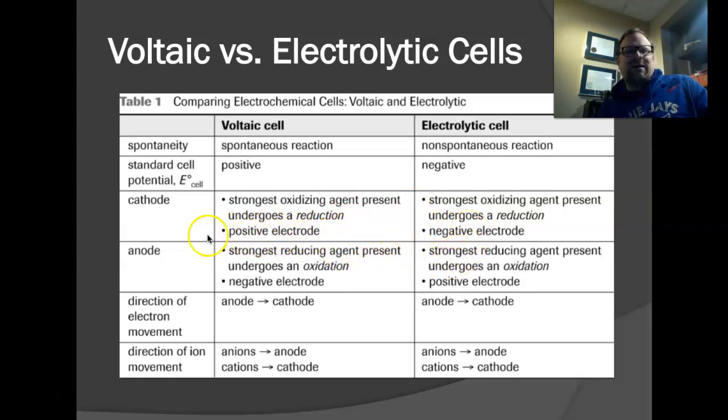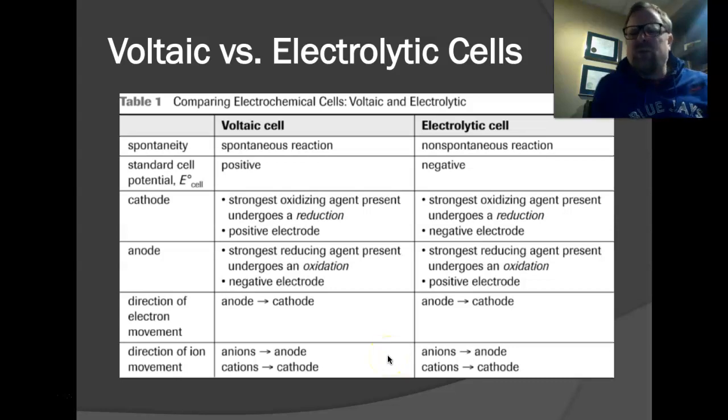In the anode, here's a similarity. Strongest reducing agent still gets oxidized in both of these. However, the anode is negative in a voltaic cell, positive in an electrolytic cell. Direction of electron movement is similar, the same in both. And then the direction of ion movement is the same in both.